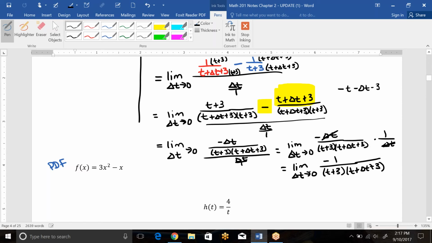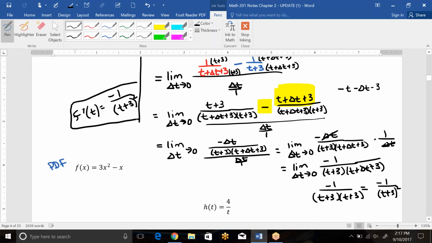Now notice this was crucial for us to be able to evaluate this limit because this delta t that was in the denominator was making us divide by 0. Now that it's gone, the only delta t is down here, but it doesn't turn that whole parentheses into 0. So we get negative 1 over t plus 3 times t plus 3 because this delta t is going to become 0. It's going to go away. So the final answer for the derivative is negative 1 over t plus 3 squared. So f prime of t, right over here, is negative 1 over t plus 3 squared. So that's the answer for that one.